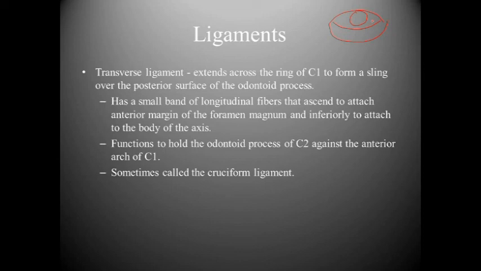It has a small band of longitudinal fibers that ascend to attach to the anterior margin of the foramen magnum and inferiorly to attach to the body of the axis. It functions to hold the odontoid process of C2 against the anterior arch of C1. That's why you can't have posterior slippage of the odontoid process inside the ring of C1. If you do, then there's probably some really horrific abnormality with the transverse ligament. Sometimes called the cruciform ligament.